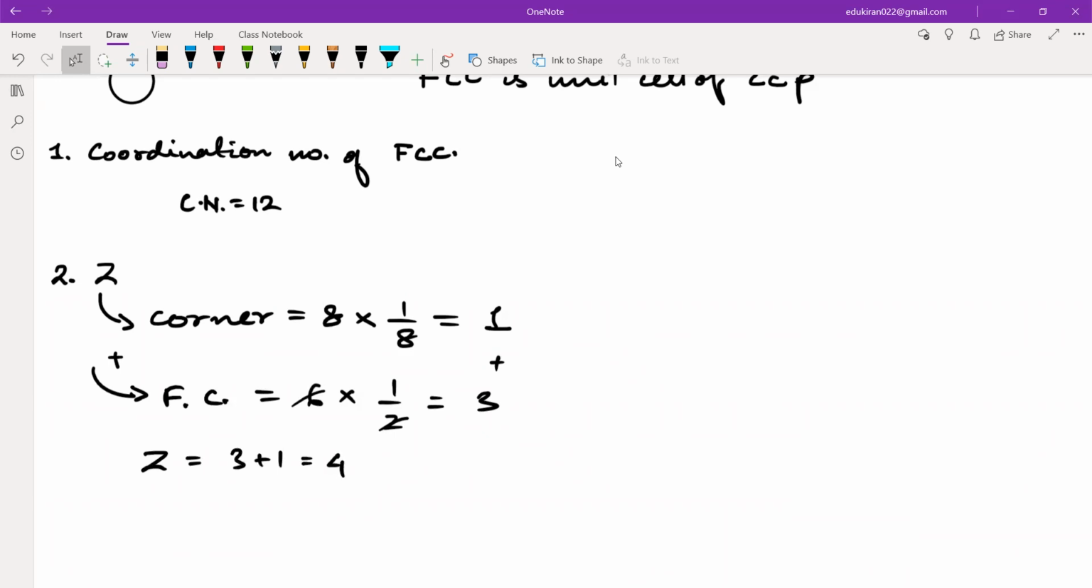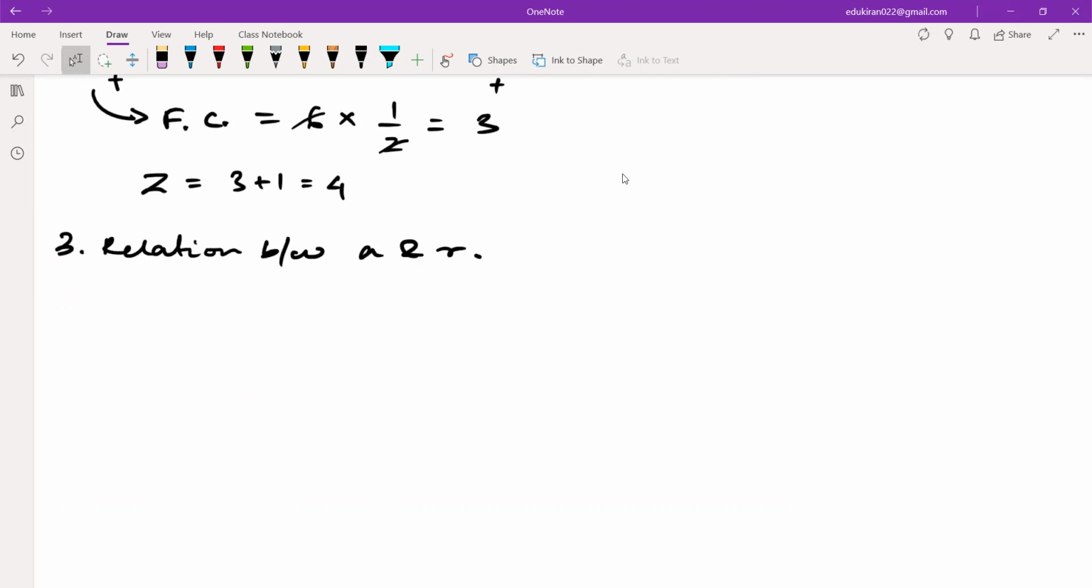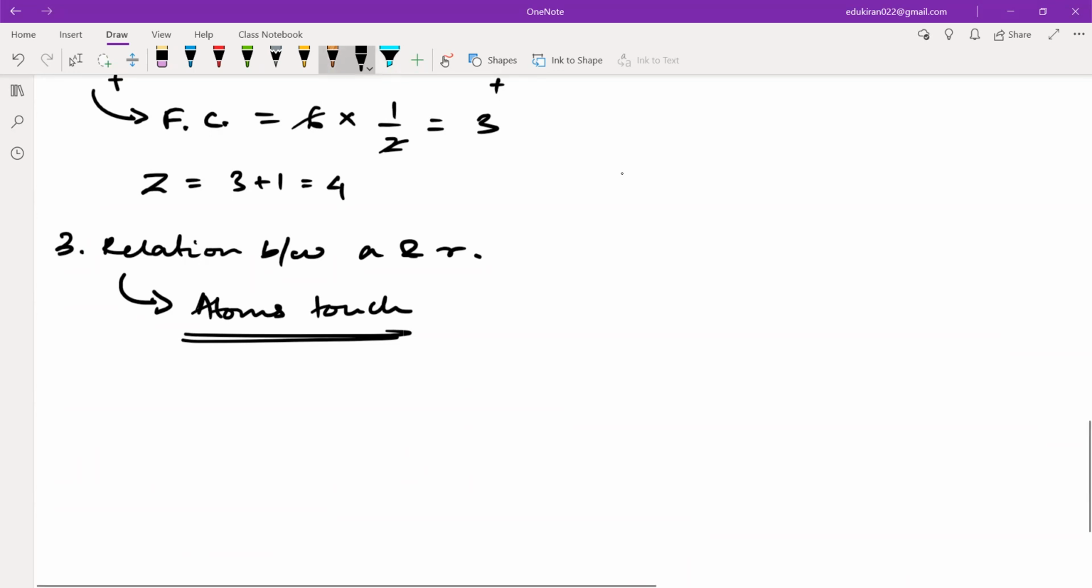Any doubt till here, guys? No, sir. Next is the relationship between A and R. Don't write anything, just listen. For the relation between A and R, we have one thing that you have to remember: atoms touch, yes or no? We can find the relationship between A and R with those atoms which are touching each other. Now let me make a face.